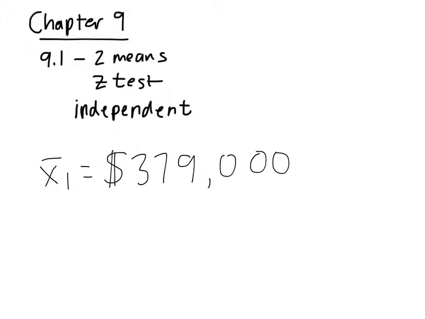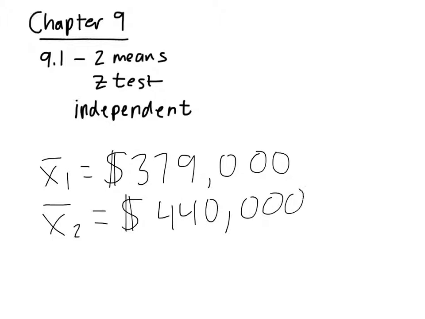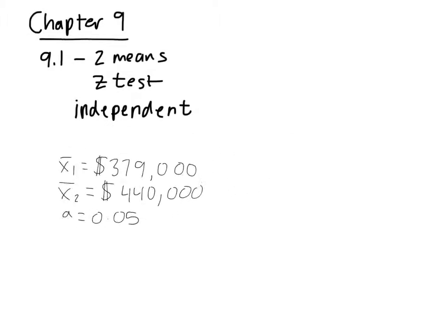Then we have the stats for this year. In that same neighborhood in Portland, the average home price, we're going to label this X bar 2 because this is our second sample mean. That same 4-bedroom house, the average price was $440,000. And so at a 0.05 level of significance, so that'd be alpha equals 0.05.